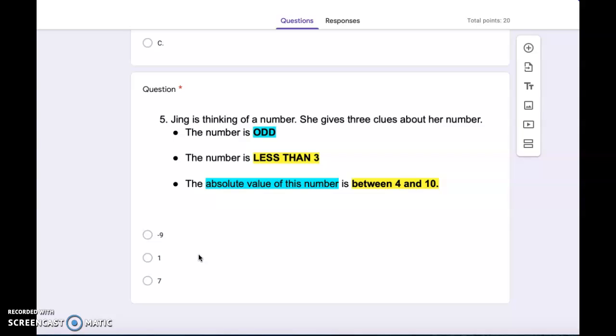And number 5, Jing is thinking of a number. She gives 3 clues about her number. The number is odd. The number is less than 3. The absolute value of this number is between 4 and 10. Your choices are -9, 1, or 7.